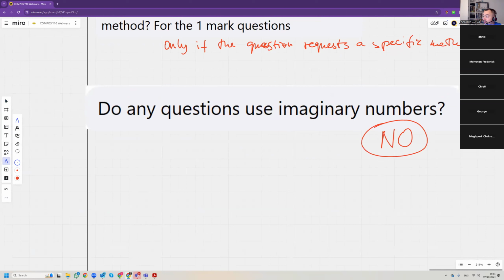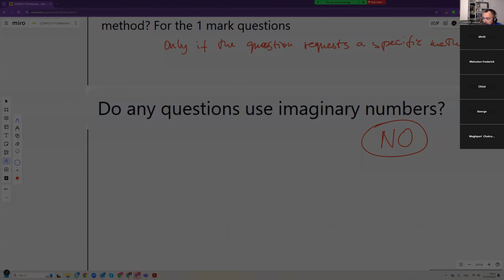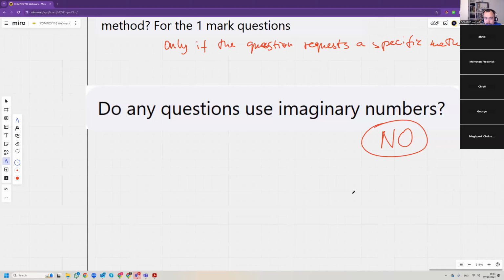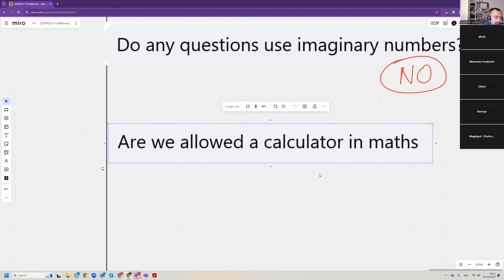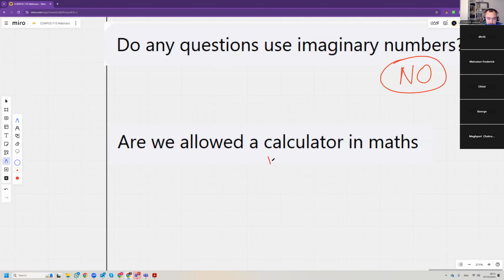Are we allowed to use a calculator in maths? If it helps, yes, but you can't base your answer on the calculator. You can't say the answer is 2 because the calculator said so, right? You need to show your working. Yes, but show your working.